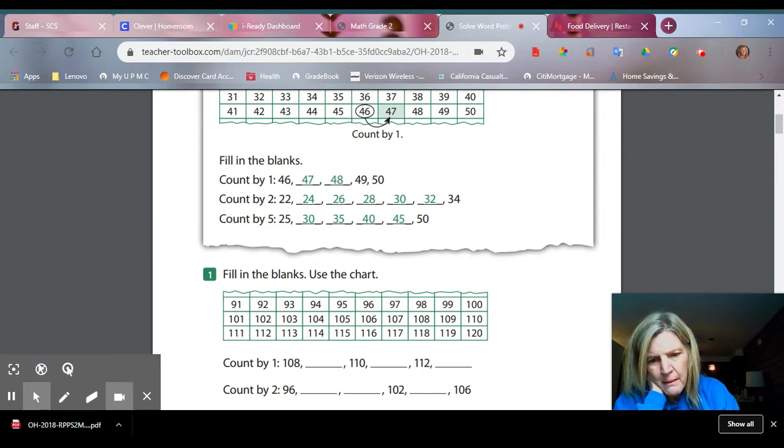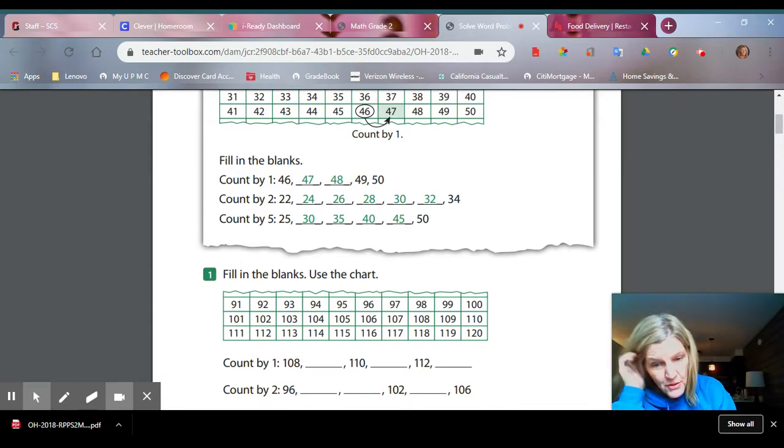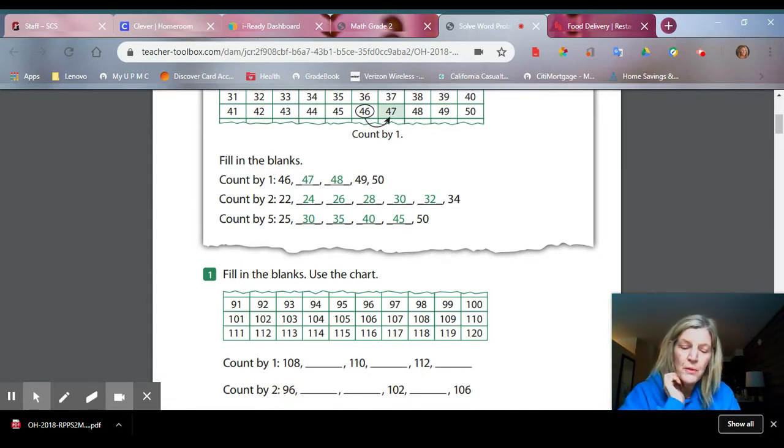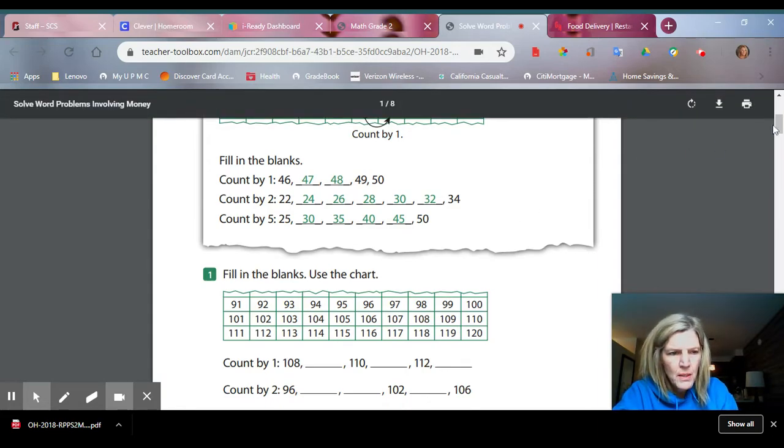Okay, filling in the blanks, count by 1s. Start with 46. What is next? 47, 48, 49, 50. Correct. Counting by 2s, 22. They filled in 24, 26, 28, 30, 32, 34. And counting by 5s, 25, 30, 35, 40, 45, 50. Now down to number 1, you have to fill in the blanks using the chart. It's kind of nice they give you the chart.